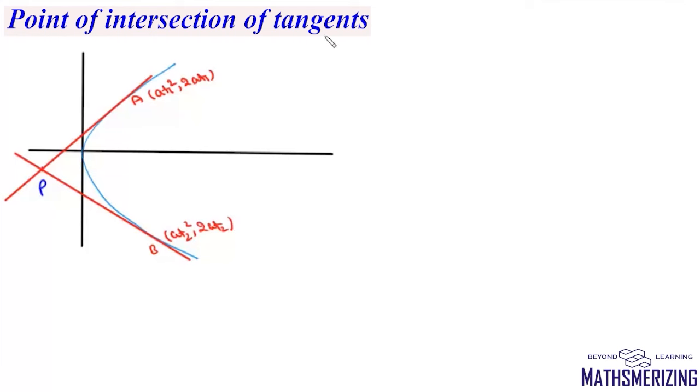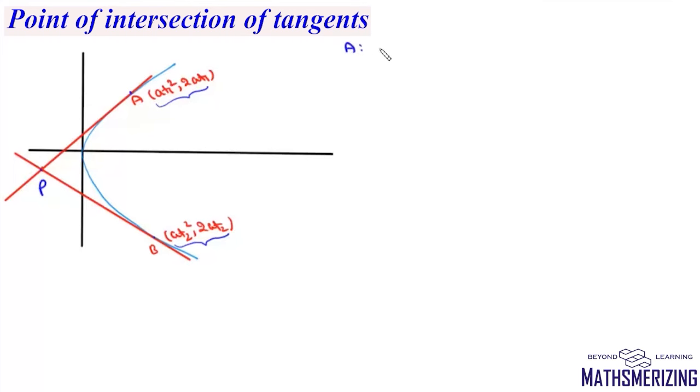Point of intersection of tangents drawn at 2 points on a parabola. So suppose we have 2 points A and B. Now for A, parametric coordinate is at1 square, twice at1, and for B, its parametric coordinate is at2 square, twice at2, and we need to find this result, which is point of intersection of tangents drawn at A and B. So we know that at A parameter is t1.